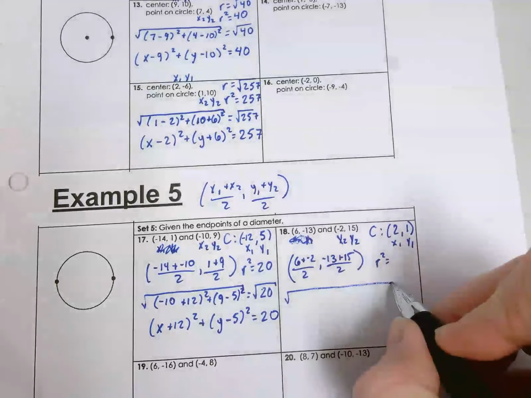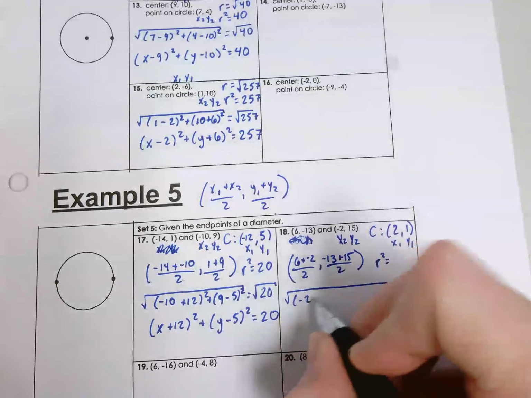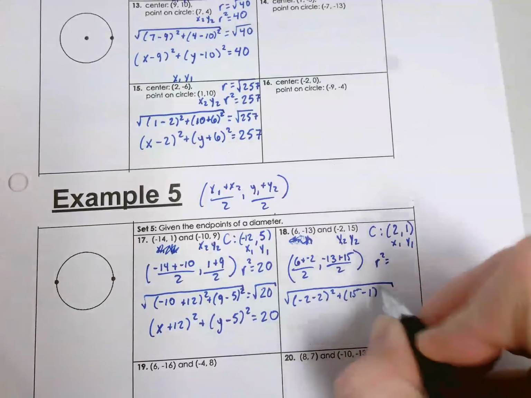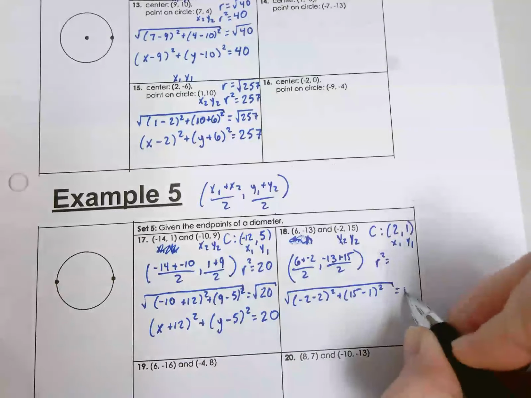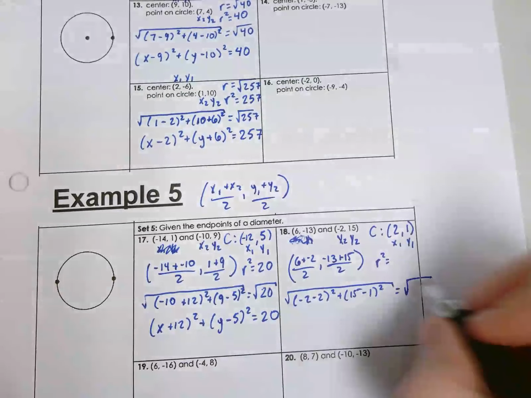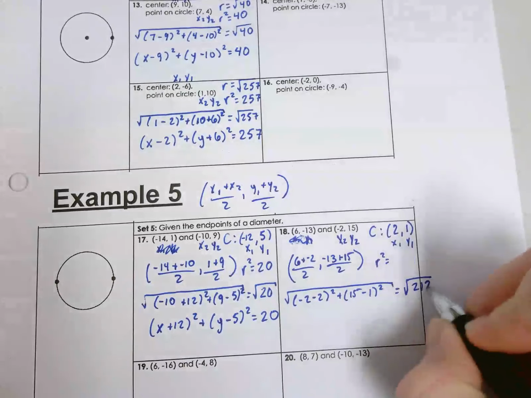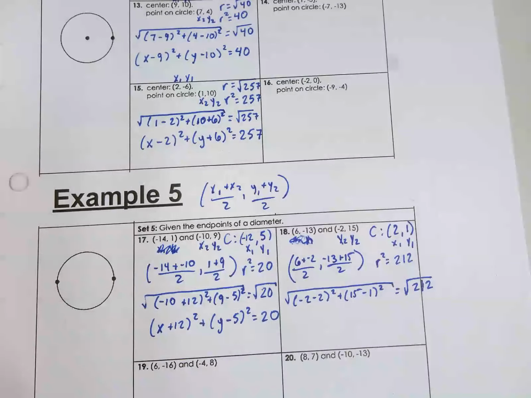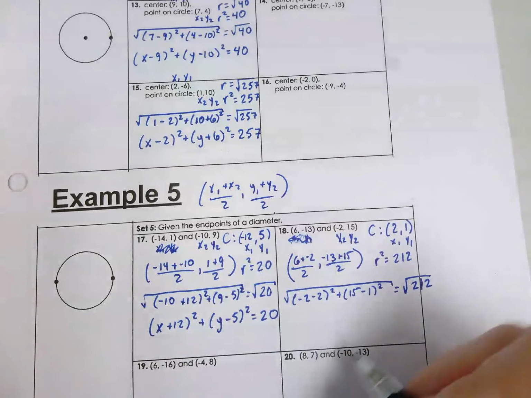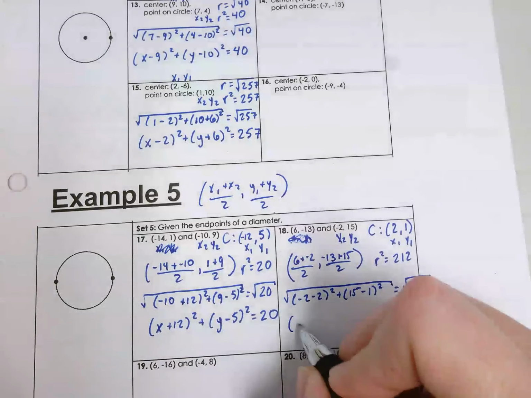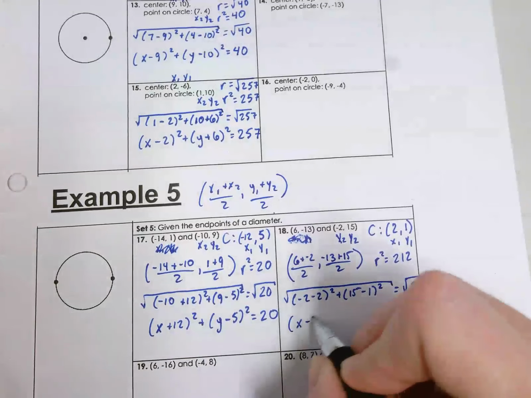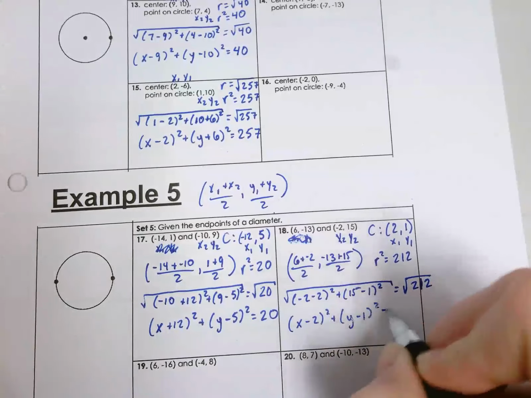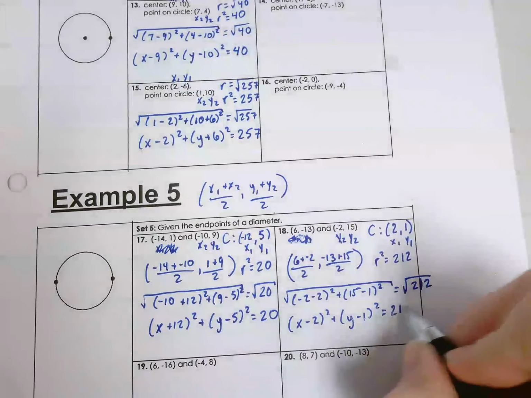So the distance formula you'd plug in, I'll get negative 2 minus 2 squared plus 15 minus 1 squared. And then I'd plug that into the calculator without putting the square root in. I get 212. And if I squared that, I would just get 212 without the square root. Now I have everything I need in order to plug into my circle formula. X minus 2 squared plus y minus 1 squared is equal to r squared, which came out to be 212.